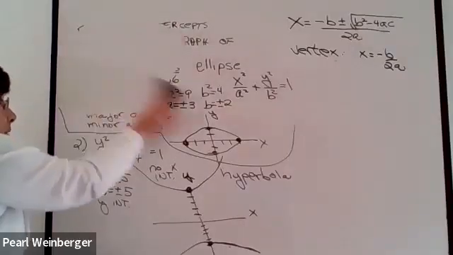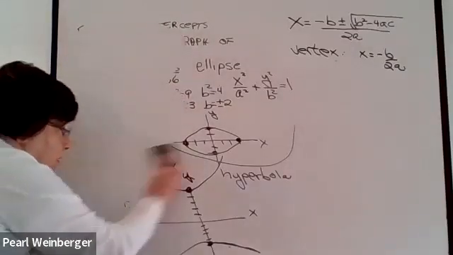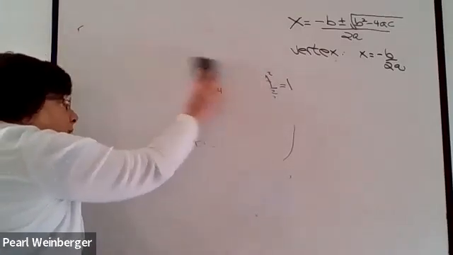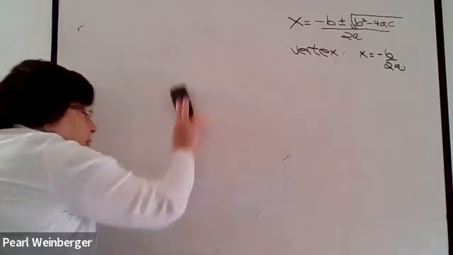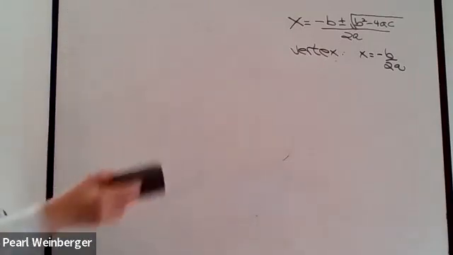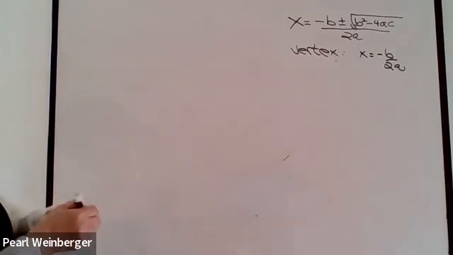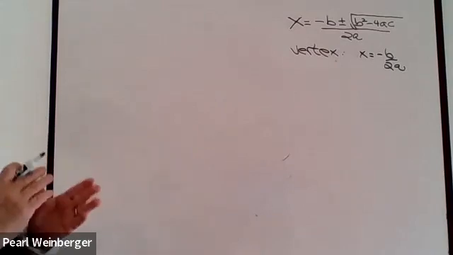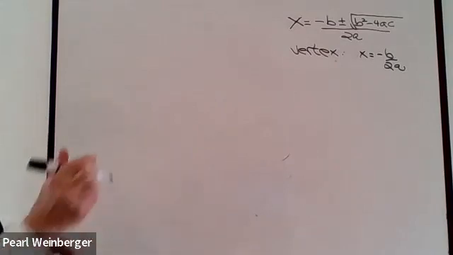So now that we talked about them, let's just review and take a quick look. If I look at an equation, can I tell if I'm going to have a circle, an ellipse, what are we going to have?